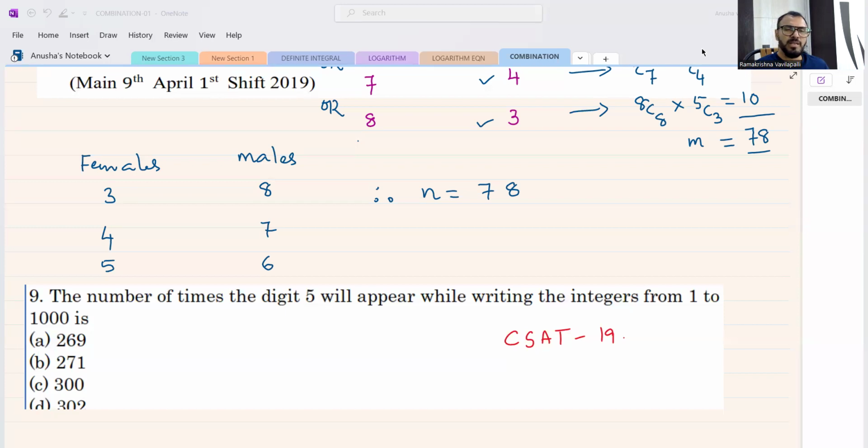Here is a question based on combinations. CSAT 2019 question.